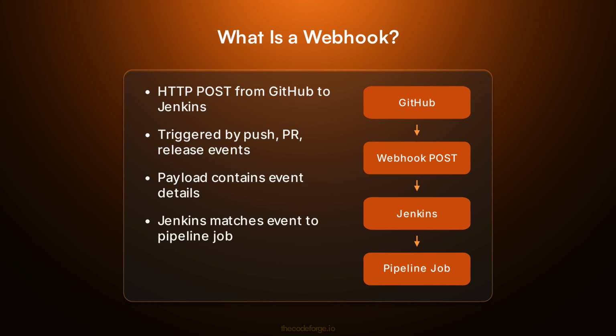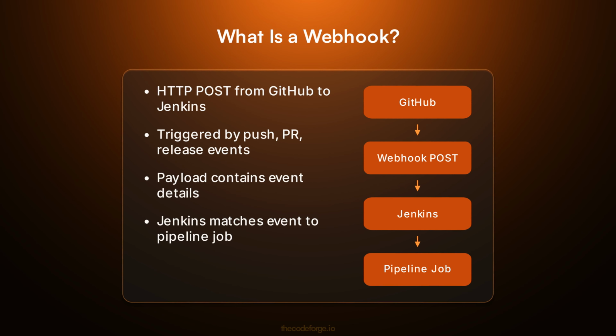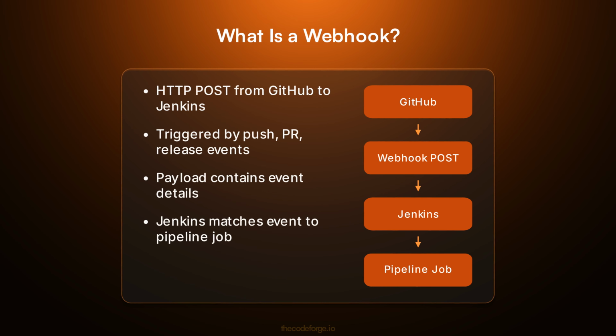A GitHub webhook is an HTTP POST request sent to a specified URL on your Jenkins server when events like pushes or pull requests occur. Jenkins listens via the GitHub integration plugin and triggers corresponding pipelines. Think of it as a delivery app sending an order to a chef. If the intercom is unplugged, the order is lost.